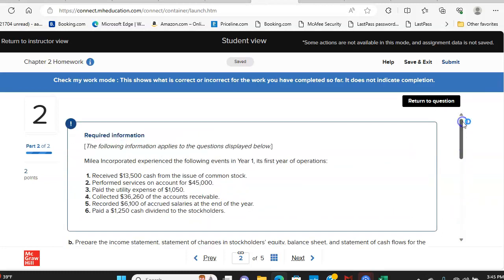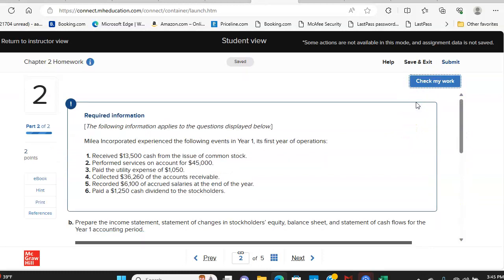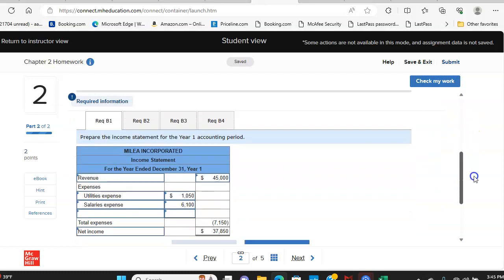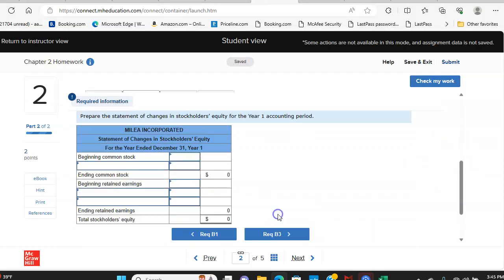Do I need to hit submit? Oh, return to the question. That might help. Sorry. Go back to the question. That would help if I go back to the question. So now, let's try this again. So beginning common stock was 0.